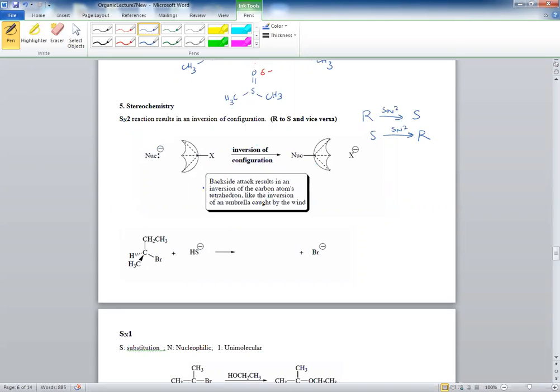So if we look at this reaction right here, this would be an S configuration. Again, this would be 1. I don't want to mark it because I want to show you the nucleophilic attack here. Bromine is 1, the ethyl is 2, and then the CH3 is 3. H is in the back, so it's 4. So it's counterclockwise. So that's an S configuration.